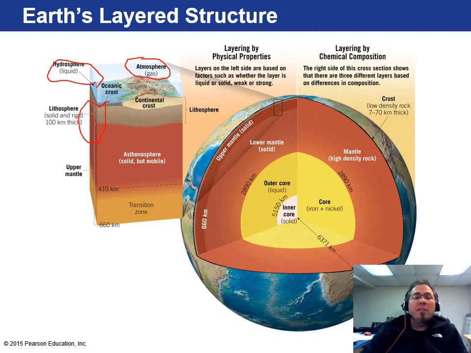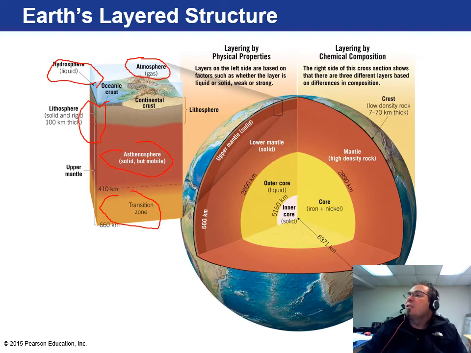Then we have this thing called the asthenosphere, which is solid but mobile. And what we mean by that is it can be pretty warm, but it can still move. And that's where we believe a lot of the crust is moving along, between here and this sort of transition zone. So that's where we think the plates are moving along because it's molten enough to allow the plates to move. And then over here we have layering by chemical composition.